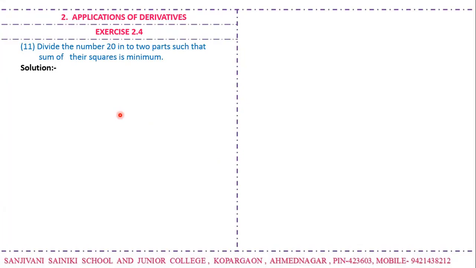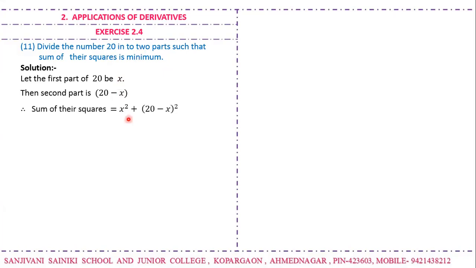Again the same type of example. Divide the number 20 into two parts such that the sum of their squares is minimum. Now here the sum of the squares is given. Let the first part be x, so the other part is 20 minus x. Now what is given? The sum of their squares: the square of the first, x square, and the square of the second, 20 minus x whole square. Their sum is our function which we have to optimize, that is, maximize or minimize.